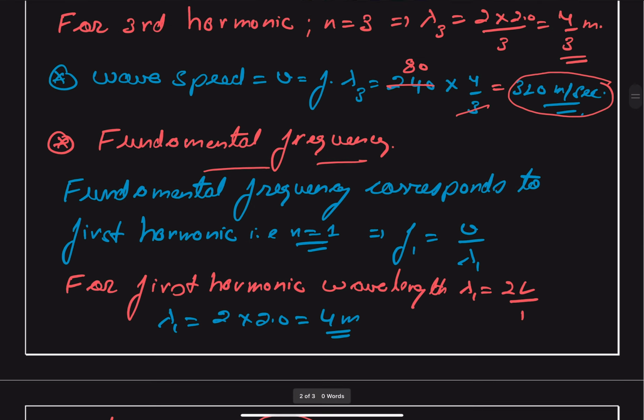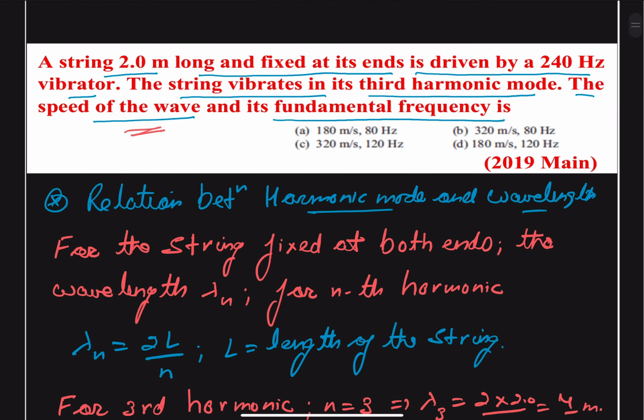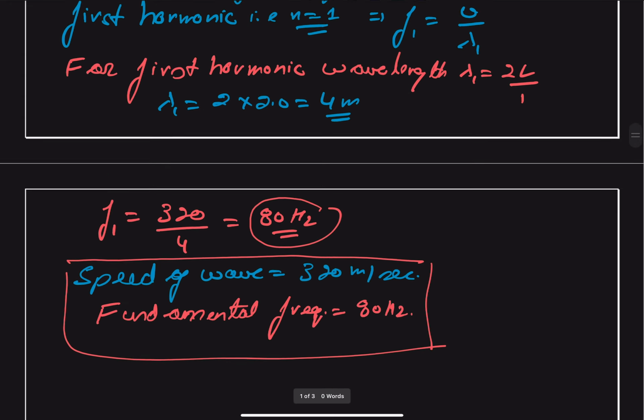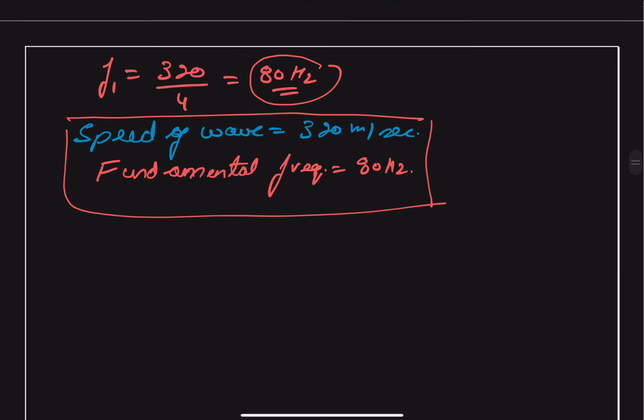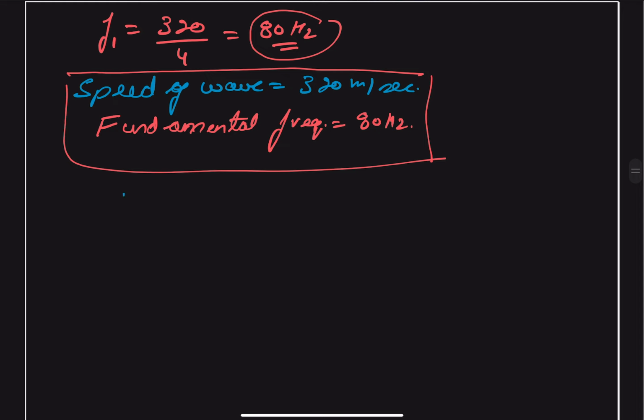So the options that are given to us, we can see that option number B is the correct option, 320 and 80 hertz. Option B is correct. This completes the question.